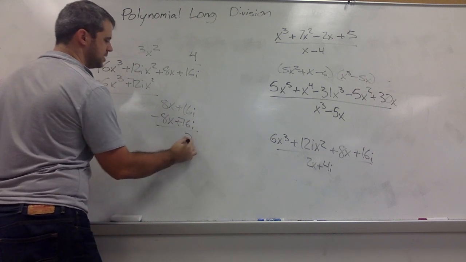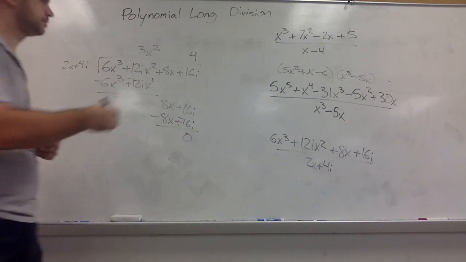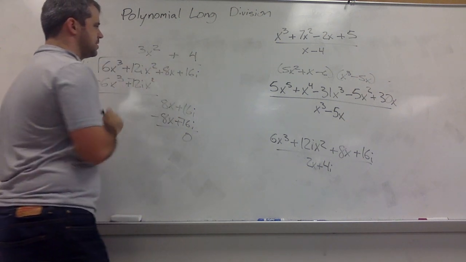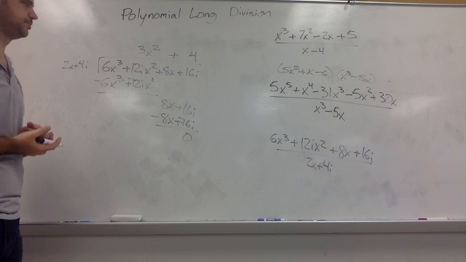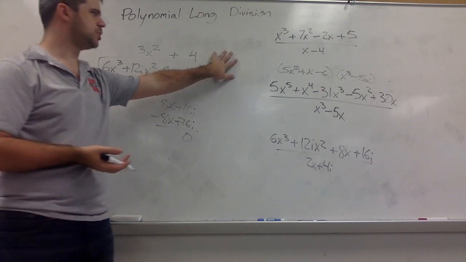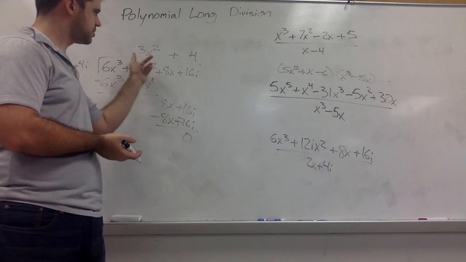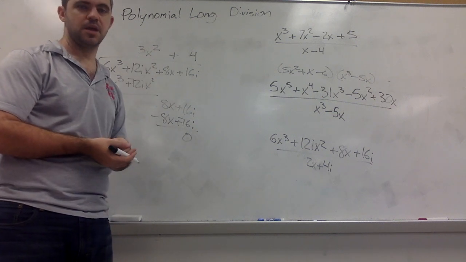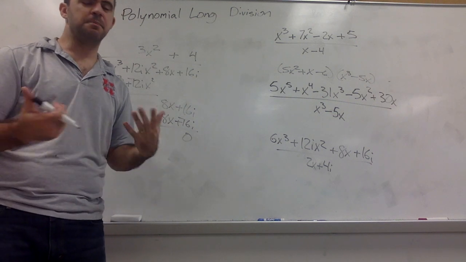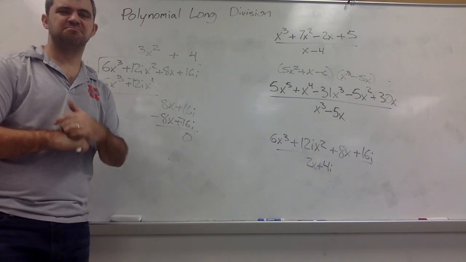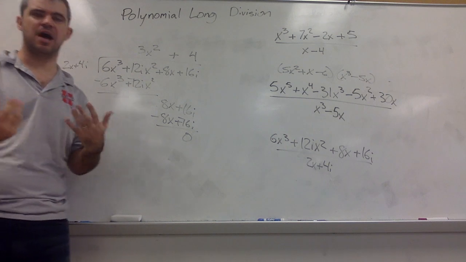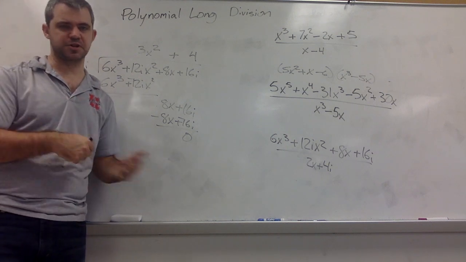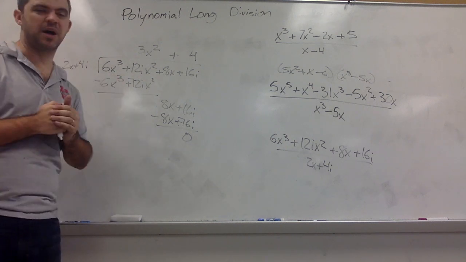Subtract, 0. So my answer is 3x squared plus 4. Okay, so no remainder, just 3x squared plus 4. So polynomial long division, it's a little tedious, but it's actually not too bad. It's that same algorithm you learned for long division back in middle school. It's just got polynomials involved.